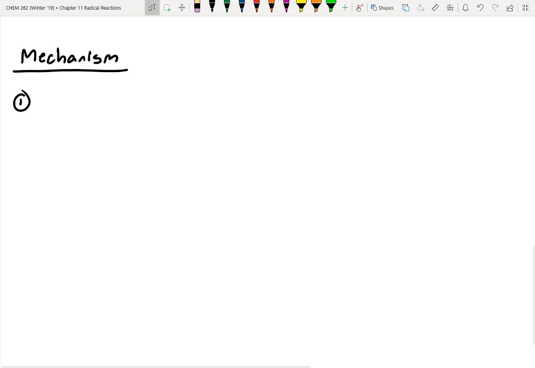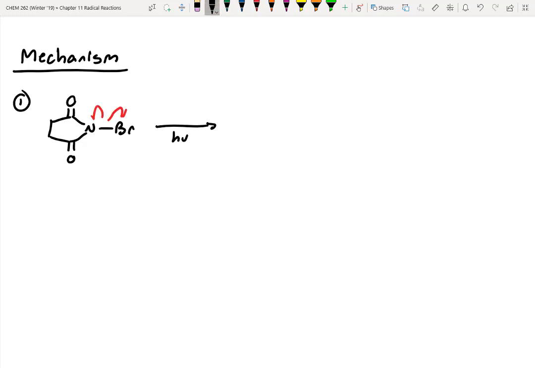All right, so now let's take a look at this mechanism. So first part of the mechanism is just kind of a repeat of what we were looking at, where we have NBS in solution. We treat NBS with a UV light source, do homolytic cleavage, and we generate some of our radical. So now this nitrogen has an unpaired electron, and our bromine has an unpaired electron.